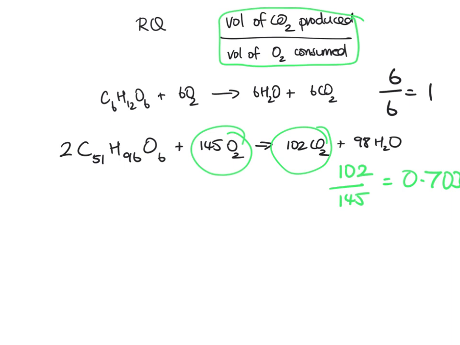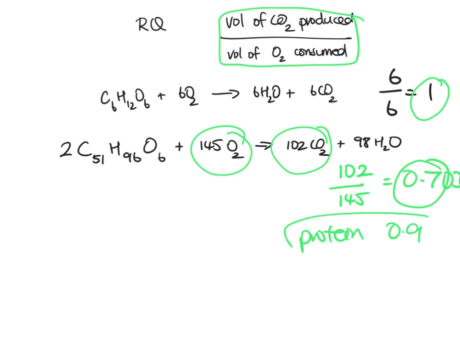The RQ value for carbohydrate is always 1. RQ value for fat or lipid is always 0.7. What is it for protein? For protein, it is 0.9. And those are 3 figures that you have to learn and know.